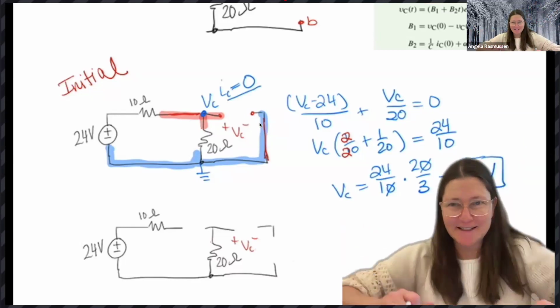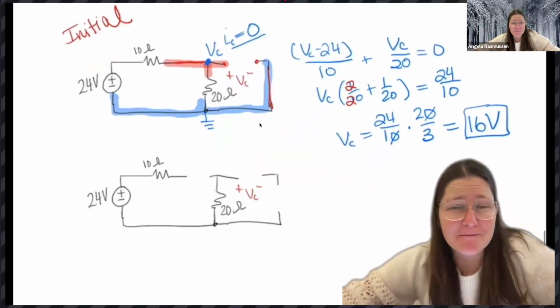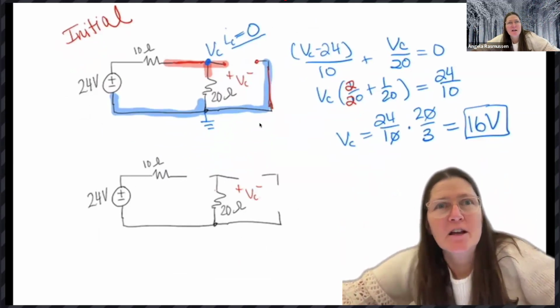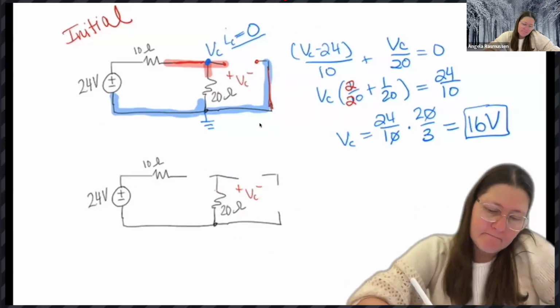I'm going to take back what I said. So IC of 0 can be found from this, and it's just going to be 0 in this case. All right, so final one.